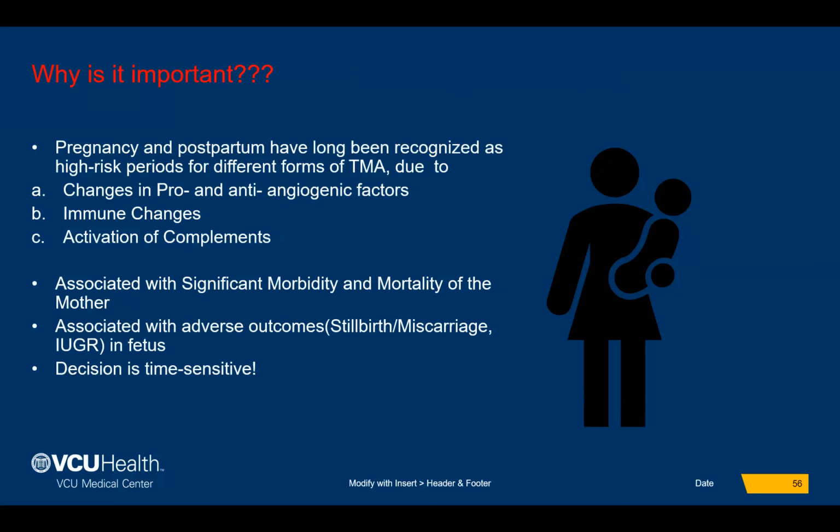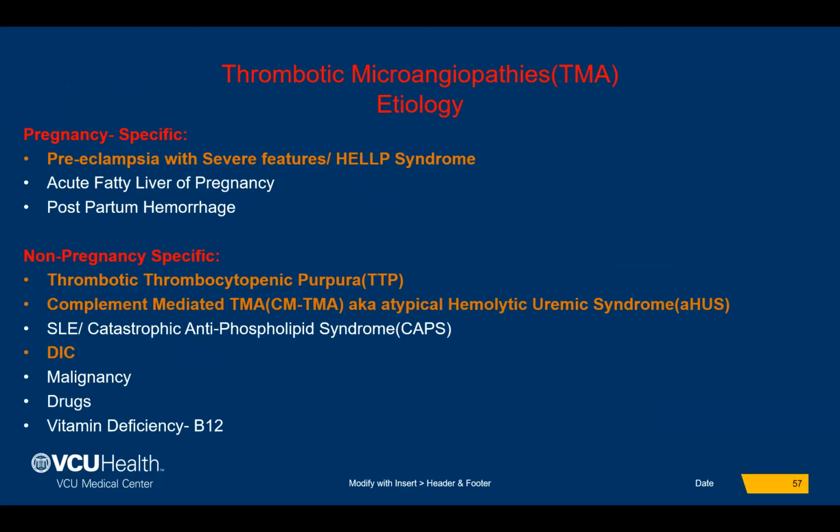Why is it important, especially in pregnancy, to evaluate quickly and make the right diagnosis? Because pregnancy and the postpartum period is a high-risk period for various forms of TMA, because of changes in the pro and anti-angiogenic factors, immune changes that are related to pregnancy, and because pregnancy is a known driver of complement. And it is associated with significant morbidity and mortality, both for the mother, but also adverse outcomes for the fetus, including stillbirth and IUGR. And as I mentioned, the decision is time sensitive.